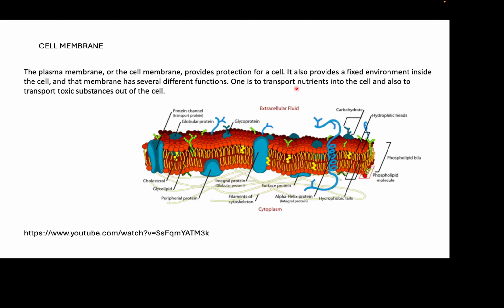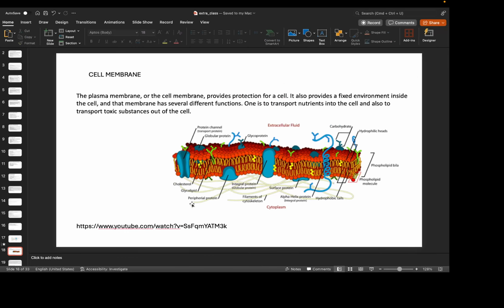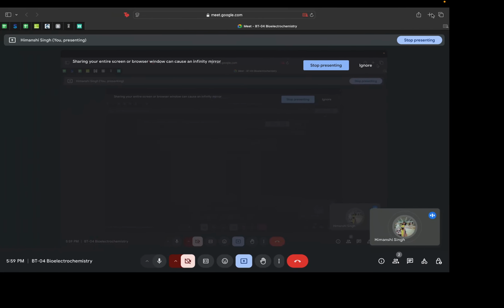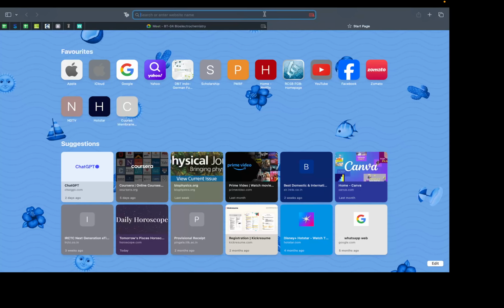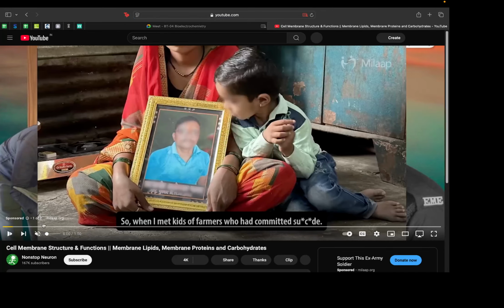whole plasma membrane. To look into more detail of how a plasma membrane looks like and what are its major functions, let us consider this and refer to this detailed video regarding plasma membrane.